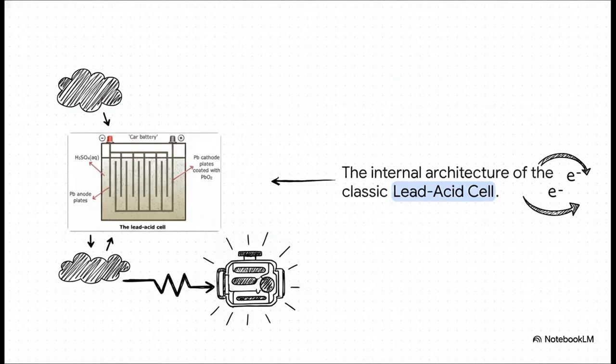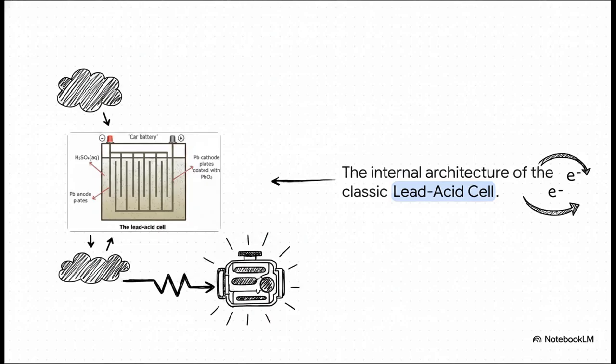So this brilliantly illustrates the architecture of the classic lead-acid cell. The battery that sparks your car engine to life every single morning. Inside, you've got these alternating plates. The anode is made of grids of spongy lead, and the cathode is packed with lead dioxide. These really heavy alternating grids are suspended in an electrolyte bath of about 20% sulfuric acid.